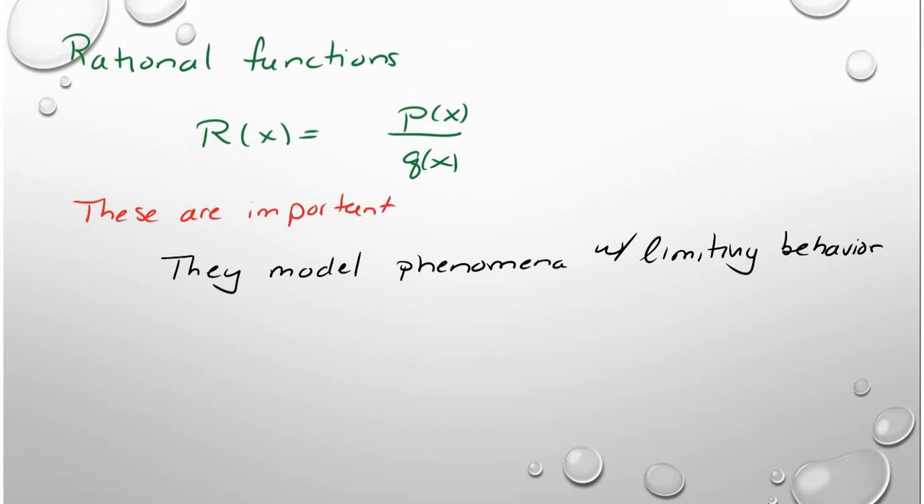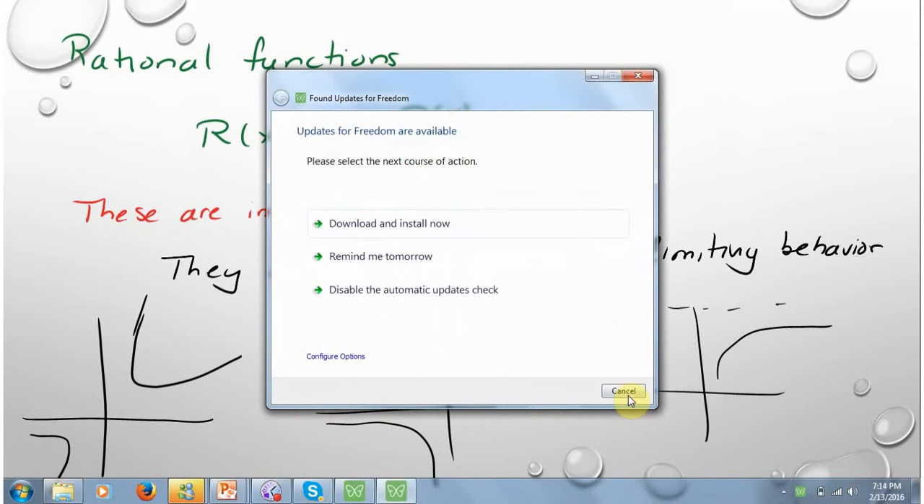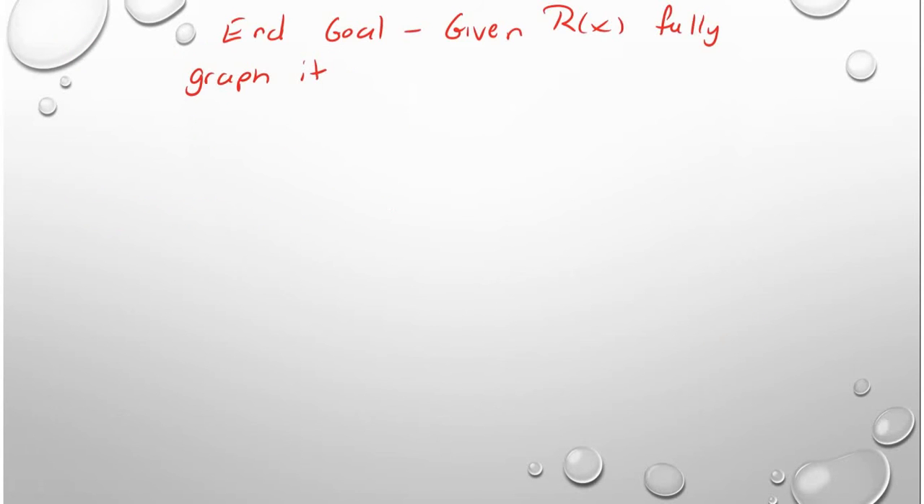I don't think you'll see it anytime soon, but if you're going into engineering, you will. They make these kind of different graphs. So this was the one that I showed you. This one right here was the one I showed you with the lines as the asymptotes. Here you have horizontal asymptotes that are at the y-axis, for example, and sometimes you can have a horizontal asymptote where it's an actual value somewhere else. The end goal is, if you're given the rational function, fully graph it.